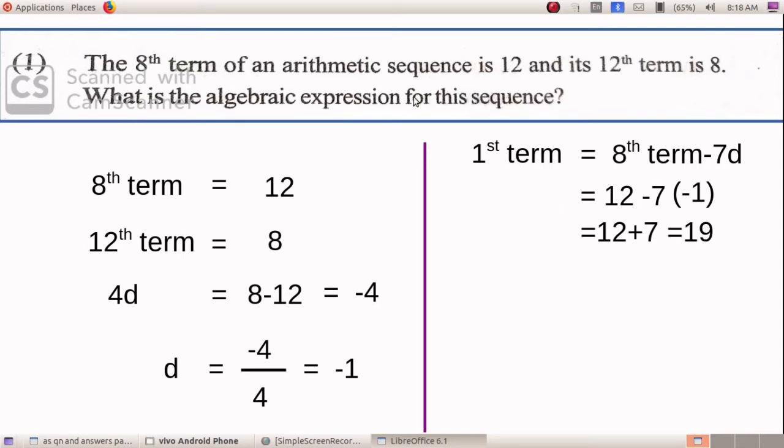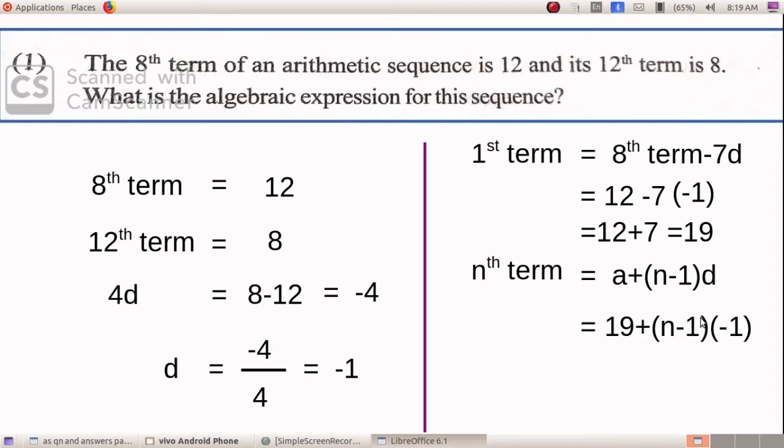We are asked to find the algebraic expression. Algebraic expression means the nth term. The nth term is equal to a plus n minus 1 into d. In another way, we can write it as dn plus a minus d. In the former class, I gave you the nth term or algebraic term. The nth term is a plus n minus 1 into d. Here a is 19, so let us substitute it by 19. The d is minus 1. Therefore, it will be 19 plus n minus 1 into minus 1.